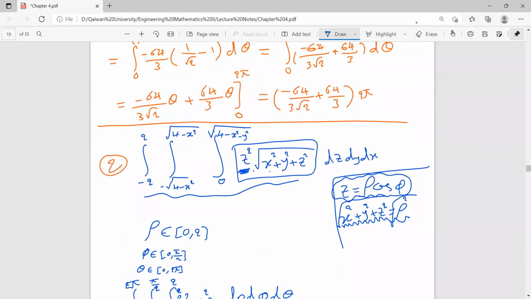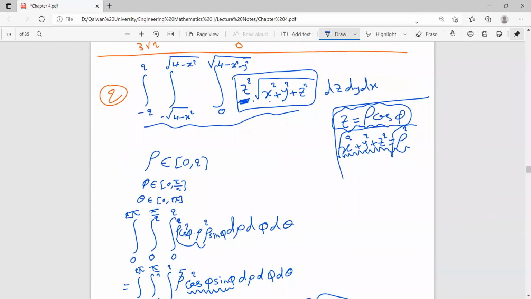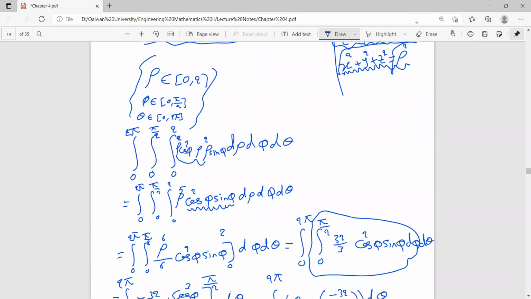As I said before in the previous example, the most important thing here is to know what the limits for the integration are. This is the most important part here. And after this, it's just taking integrations and it's just calculations.